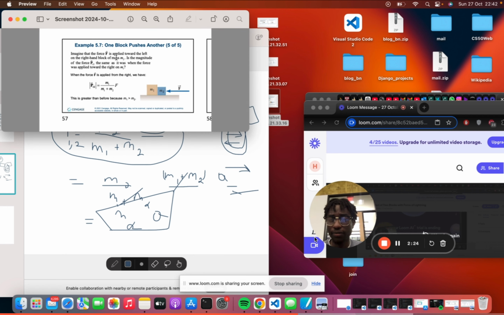The last question is: imagine the force F of the same magnitude is applied towards the left on the right-hand block, in the same manner as in the first. So they're telling us it's going in the other direction. We were first going like this, but now we're going like this. The acceleration does not depend on the direction of the force, because it's the magnitude. Acceleration does not care if we're moving south, west, or east. The only thing it cares about is the force and the mass of the object.